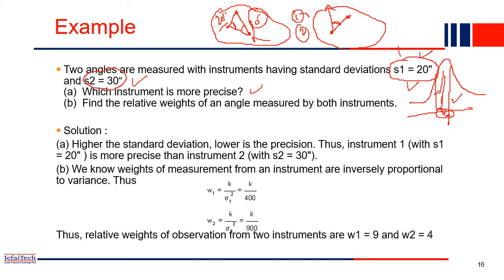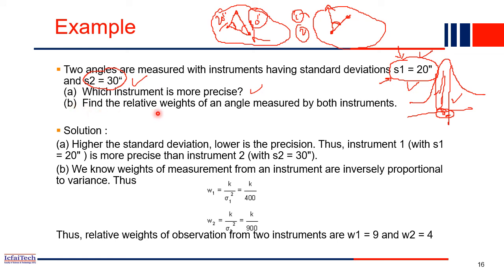So wherever you have the small standard deviation, that instrument is good. S1 will give you less standard deviation, so the first instrument is good. The higher the standard deviation, the lower the precision. Thus instrument 1 is more precise than instrument 2. Okay, so S1 is more precise because the standard deviation is less in S1 compared to S2.